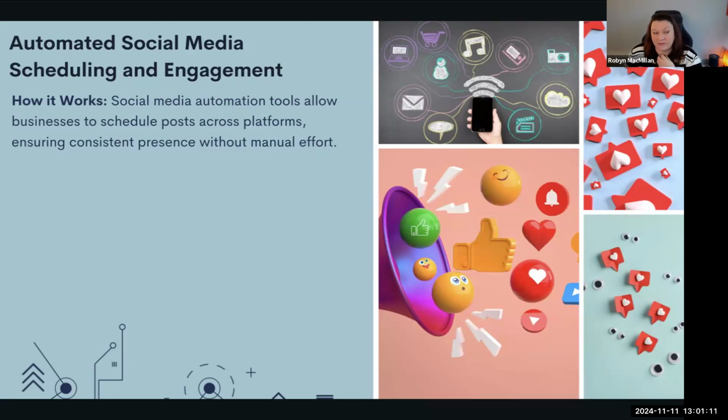And we often get the fear that we have to keep up with the Joneses as marketers. So if there's a new platform out, we've got to try it, see if it works. And social media automation tools allow businesses to schedule posts across platforms, ensuring consistent presence without manual effort. Automated engagement tools can monitor for mentions, comments and questions, providing automated or timely responses to engage followers and build brand loyalty.